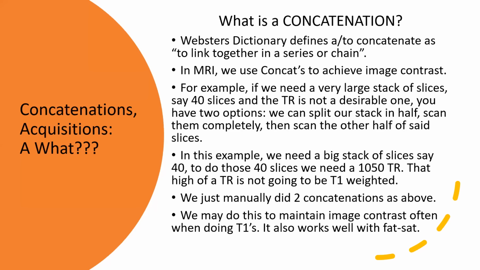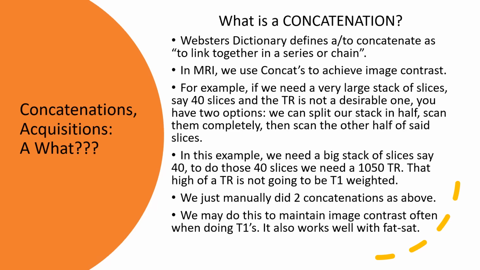And finishing up with concatenation. So what's a concatenation? Well, I know what a concatenation is in MRI land, but Webster's dictionary defines a concatenation as to link together or as in a chain or a series. So in MRI, we use concatenations to keep image contrast. And maybe you've done this during your clinical time, or maybe you're doing it right now. If you need, for example, 40 slices through, I don't know, the forearm. Okay, I need 40 slices of coverage.